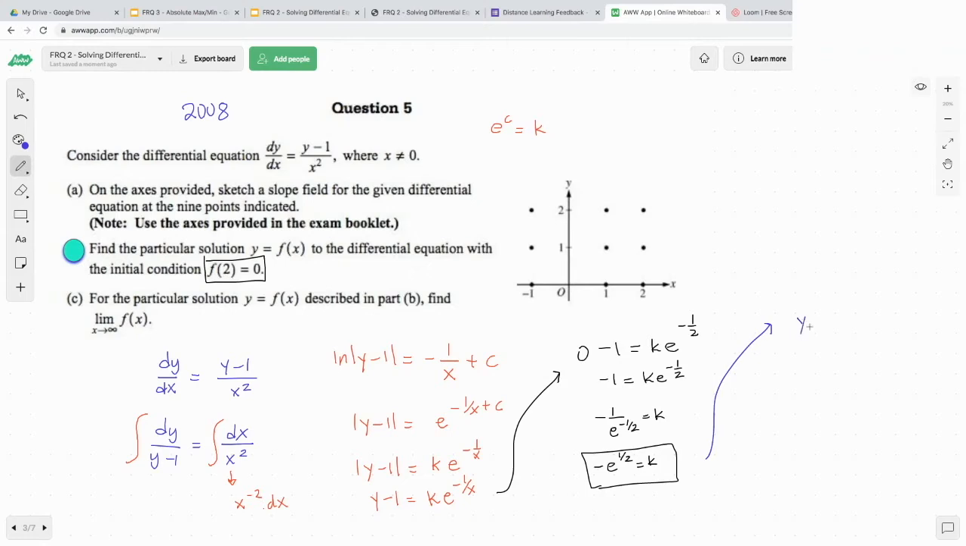So this is going to be y minus 1 equals negative e to the 1/2 times e to the negative 1 over x. I just placed it right here in this function. So this is the same as y minus 1 equals negative e to the 1/2 minus 1 over x, right? Combine the exponents. So it's going to be y equals 1 minus e to the 1/2 minus 1 over x. So this is going to be the particular solution for the given initial condition. Let's move on to the next question.